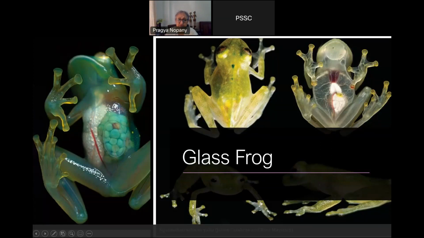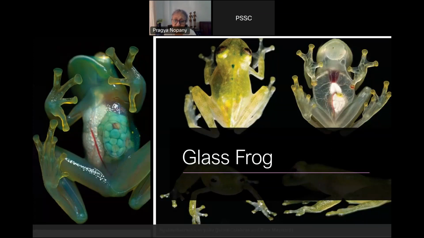You can also look at the way their limbs are, the hands and the feet. Look at the way they end in a particular structure. So the children could analyze why this kind of particular structure is there at the end, and what is the necessity for the frog to be transparent. What is the kind of environment in which it must be living so that it needs the transparency?